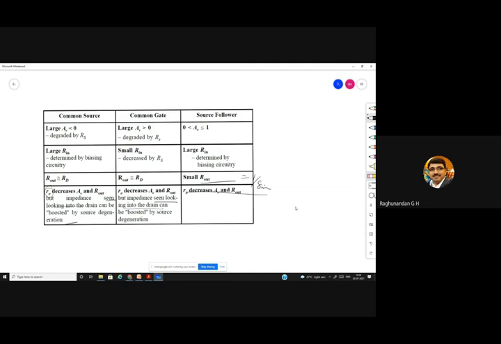In the morning class, we discussed that by properly using Rs, we can reduce VGS, the gate to source voltage, such that our output can be controlled, and it is going to yield a better current. So this is about the differences between the amplifier topologies.